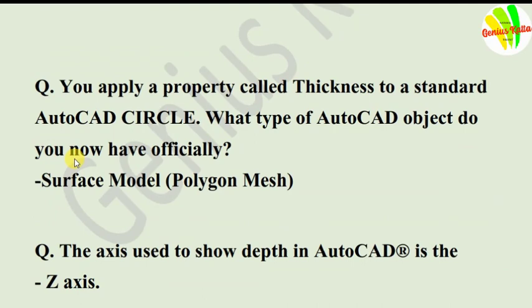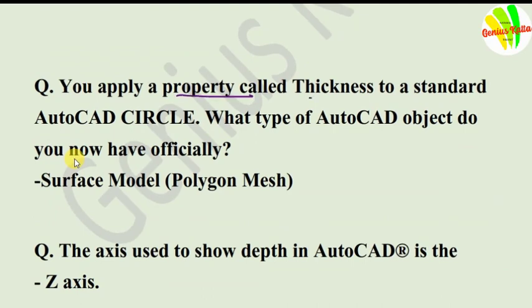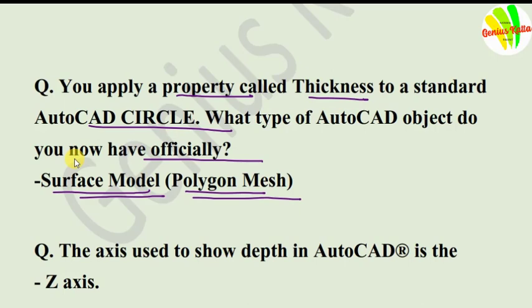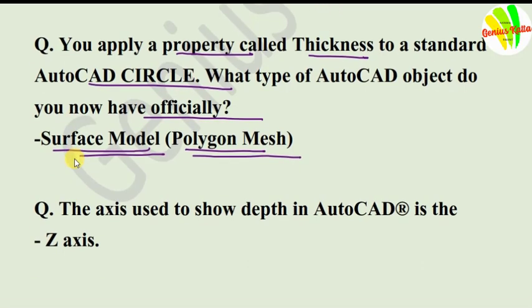Next question: you apply a property called thickness to a standard AutoCAD circle. What type of AutoCAD object do you now officially have? Answer is surface model. It is also called polygon mesh.